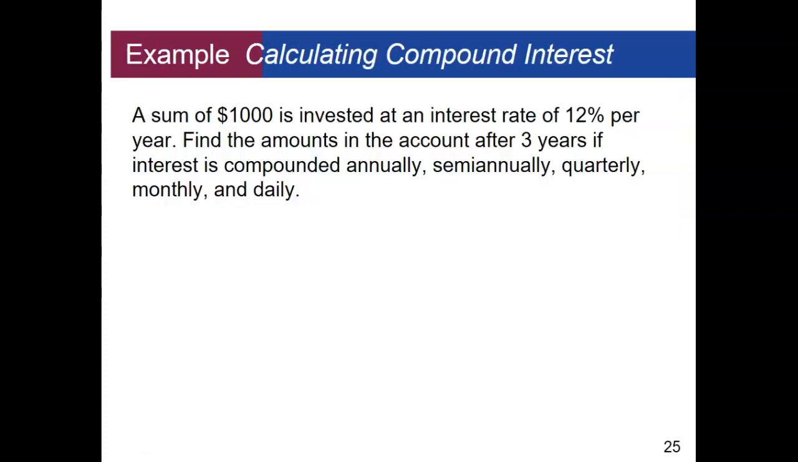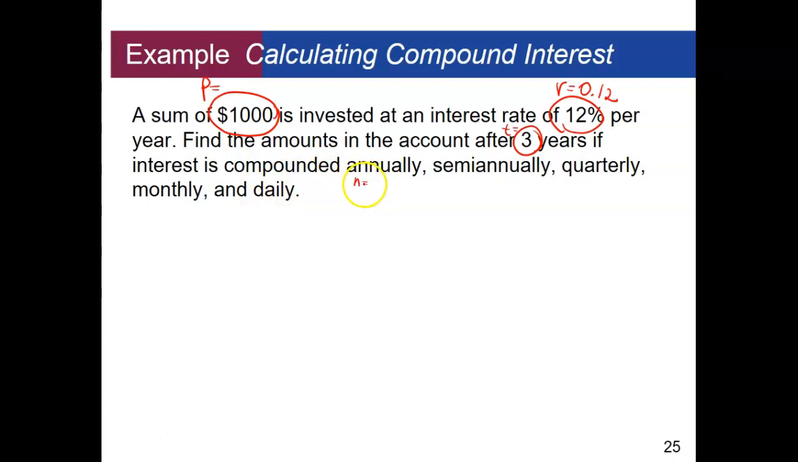Okay. So here we have an example. A sum of $1,000 is invested at an interest rate of 12% per year. Find the amounts in the account after 3 years if interest is compounded annually, semi-annually, quarterly, monthly, and daily. Okay, so this is my principal. This is the amount that we're going to be putting in the formula. This is my rate, but I want to convert that to a decimal. So it's going to be 0.12. And then 3 is my time. And then these are going to indicate the N.